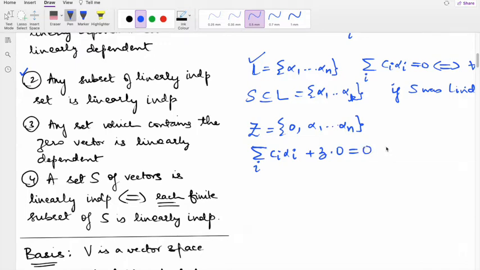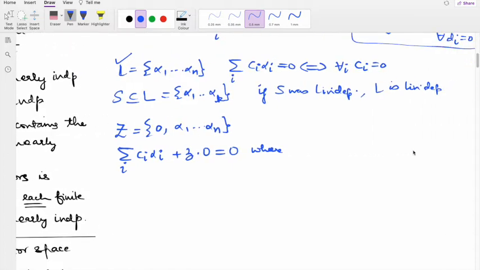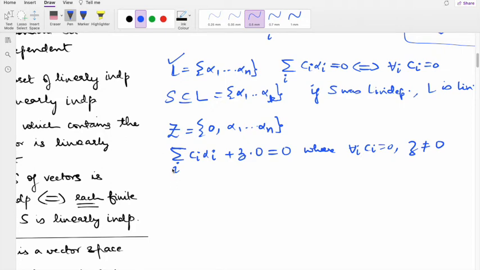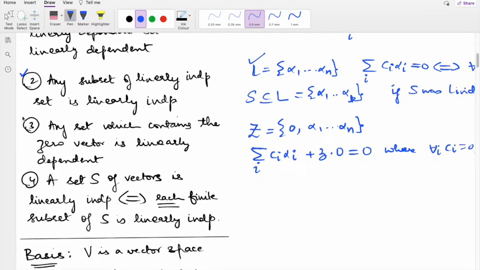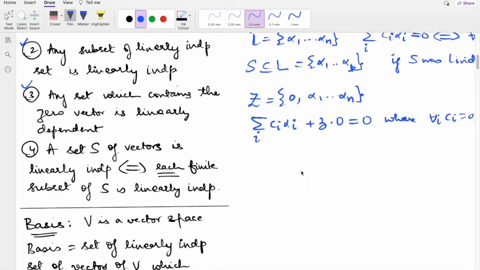I can choose these Ci's and Z such that all the Ci's give 0, and Z I can use non-zero. Now this basically becomes a linear combination of the vectors of Z such that at least one of the coefficients is non-zero, but it's still giving me a zero vector. So hence any set which contains a zero vector is going to be linearly dependent. This is the justification for that.